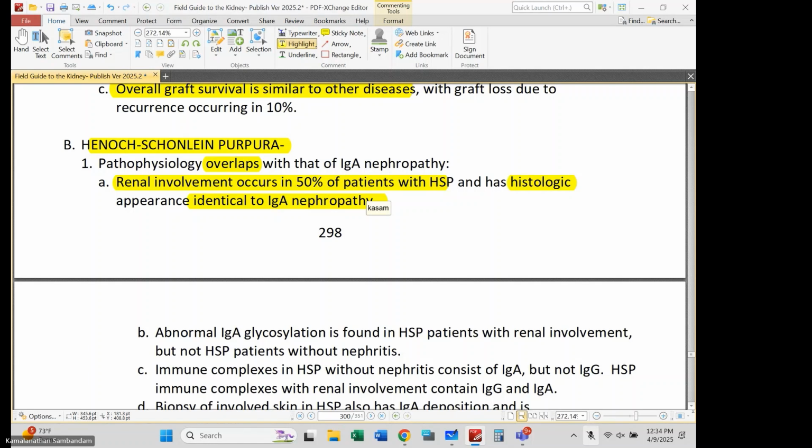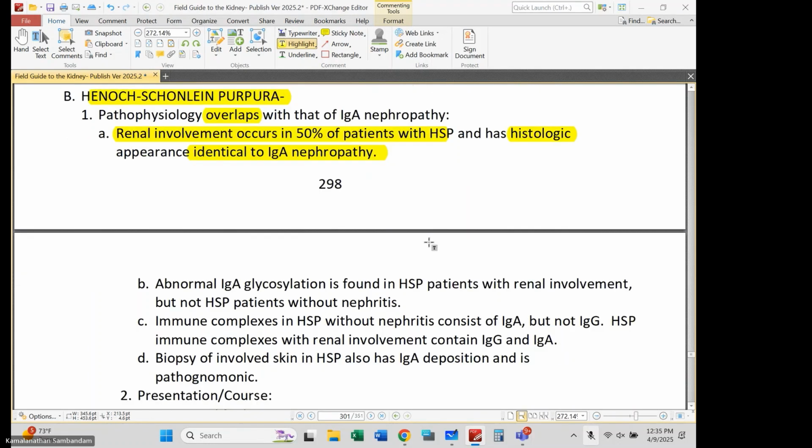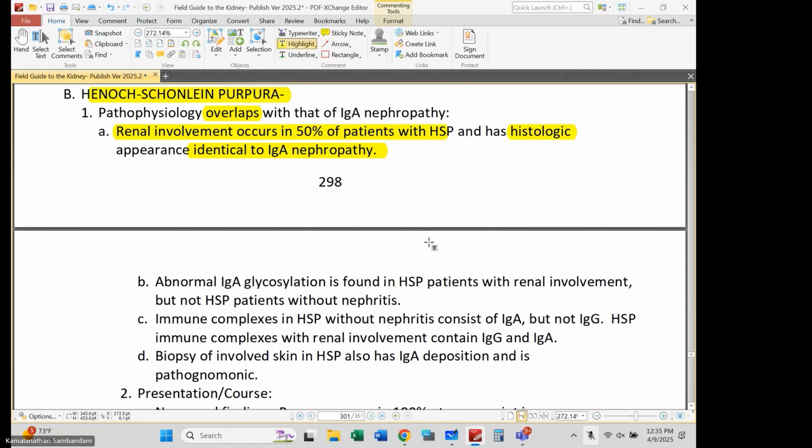You see IgA dominance, you see some IgG present on immunofluorescence, and so it looks largely identical, although there may be more crescents that you might see in an HSP patient, particularly if you biopsy them in the setting of gross hematuria. Okay.